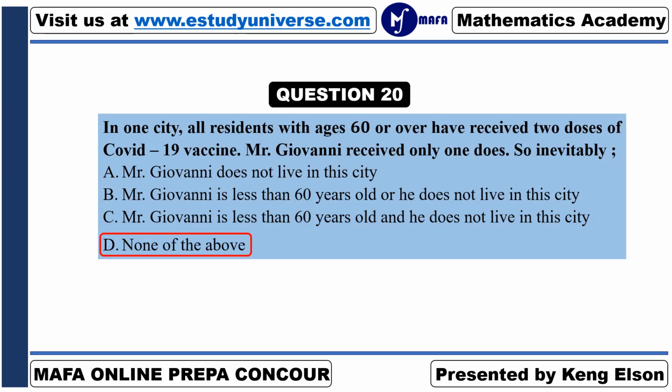Finally, question 20. In one city, all residents with ages 60 or over have received 2 doses of COVID-19 vaccine. Mr. Giovanni received only 1 dose. So inevitably, sorry guys, I never added a slide for the solution of this question. I forgot about that, so I just put the answer. The answer is actually D, okay? In the next video, I'm going to begin with question 20 before entering question 21.